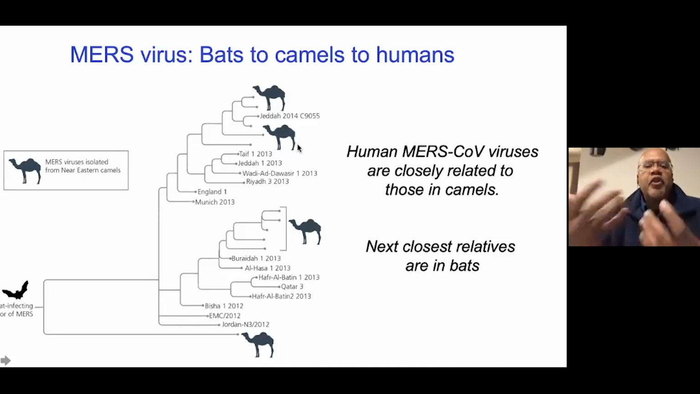So this story emerged, I'm sorry to use the word too many times, but the story is that people who were tending domesticated camels came into contact with the viruses that were shed by the camels and they jumped into humans, and that was MERS coronavirus. And from there, we can find that the next closest relatives to these viruses in camels are bats.